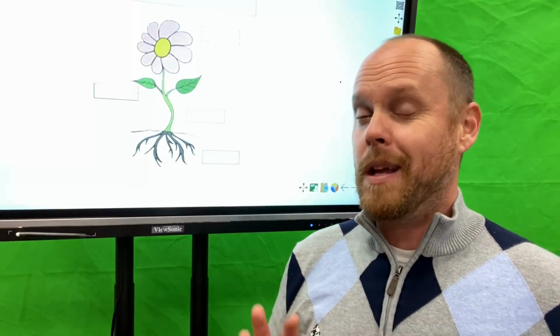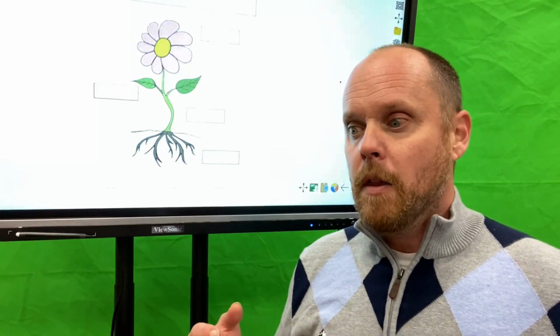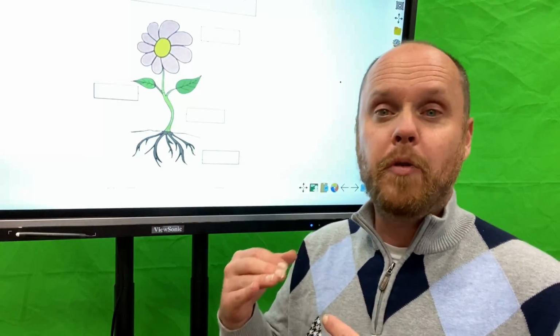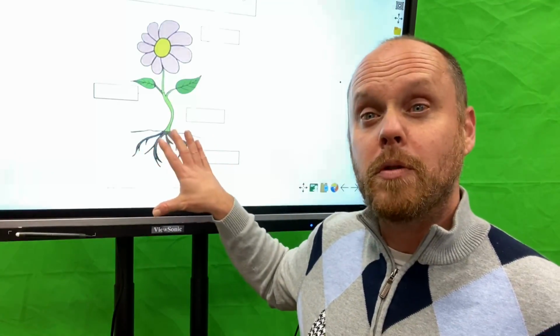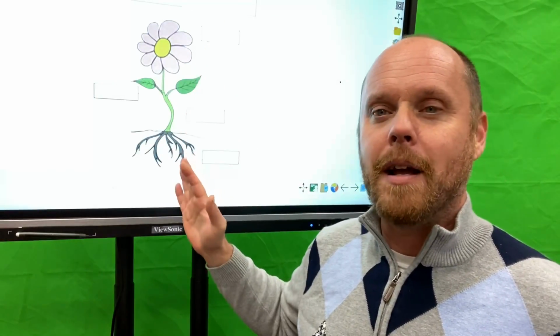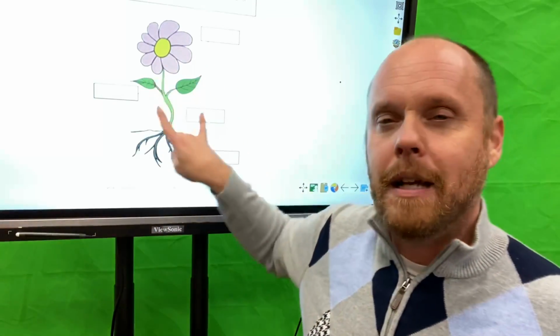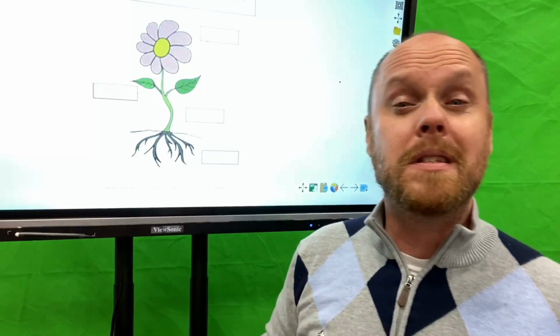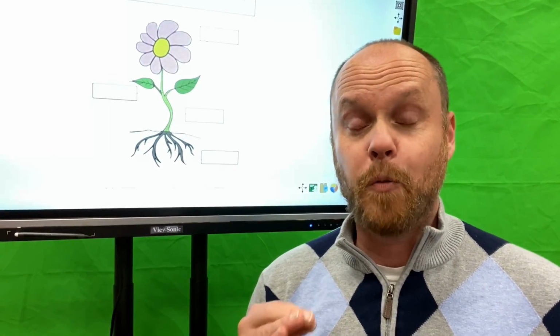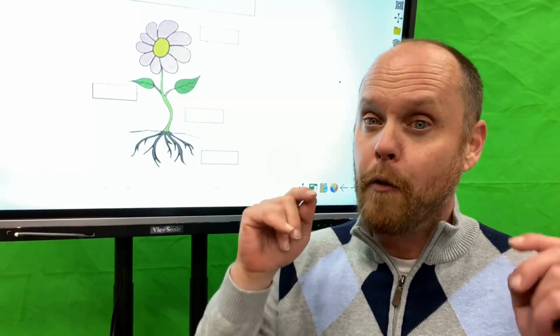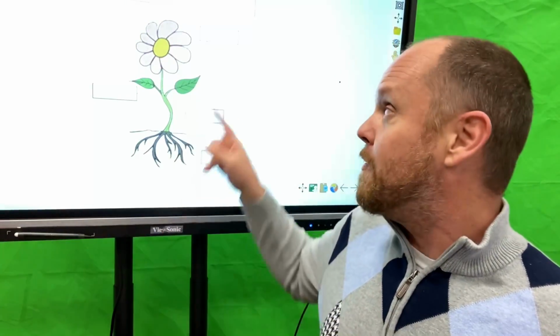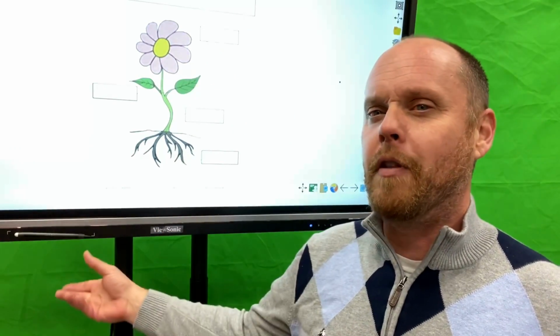It also is a way for the plant to pass and move its water and minerals from the roots up through the plant. Next, we have the leaves. Now, the leaves are important because this is where the plant makes its food through a process called photosynthesis. And then finally, we have our flower.